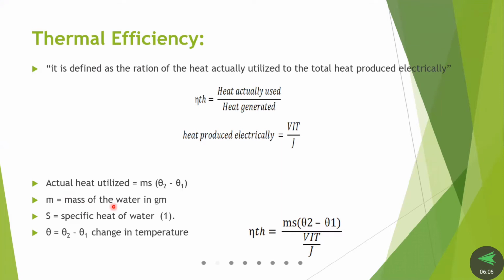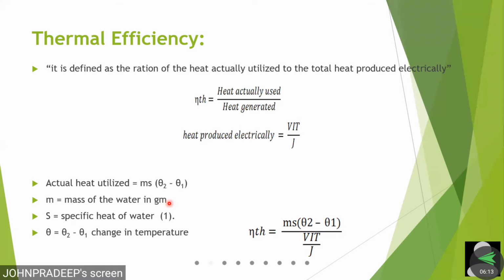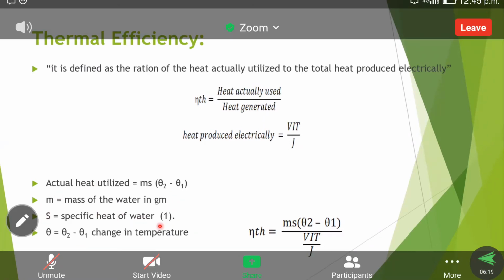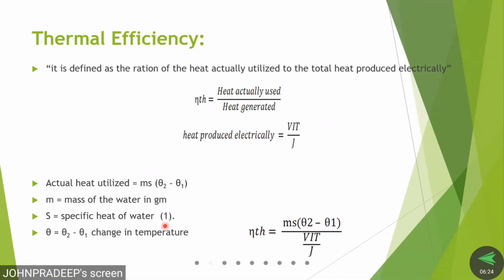So where m is the mass of water in grams. Most of the time it is mentioned in grams. For example, if it is mentioned in liters, we use a constant factor, so that may come in the third chapter. Right? So the specific heat of water is 1. If other materials or other liquids are given, that is already mentioned in the problem. Whatever the specific heat of the liquid, for example 2 or 3, the factor is given. So that is also considered.